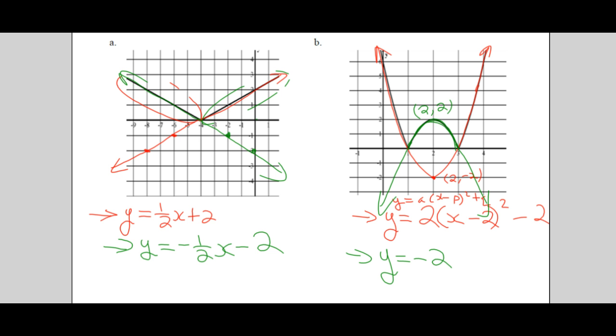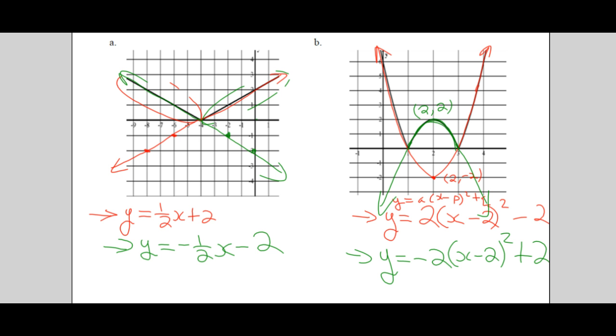So it'll be negative 2, right? It still has the same shape, right? Shape is the same. What determines the shape? The value of a. It gives you 2 things, the shape and the direction. Positive opens up, negative opens down. So it's negative 2(x minus 2) squared plus 2, right?